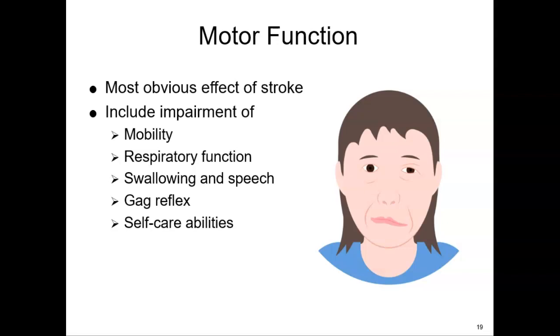Speech and language. Remember, the language center is found in the left hemisphere. And aphasia may result. It's sometimes called dysphagia with an S at the end. And there's a couple different types. There's receptive, expressive, and then global. Dysarthria is muscle control of speech. It affects mechanical speech.